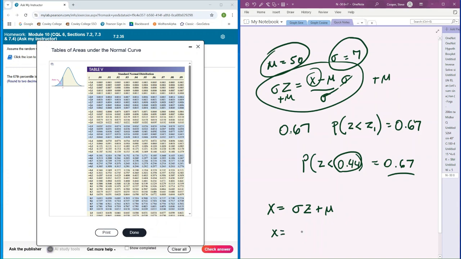So x is equal to 7, sigma, times the z that we found that matches that probability or that percentile. So 7 times 0.44 and plus the mean of 50. Okay, so we would get, punch that in the calculator real quick. 53.08.